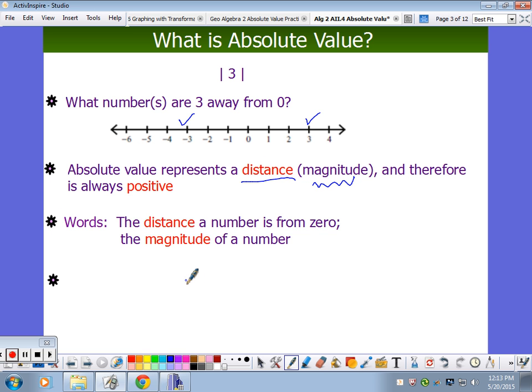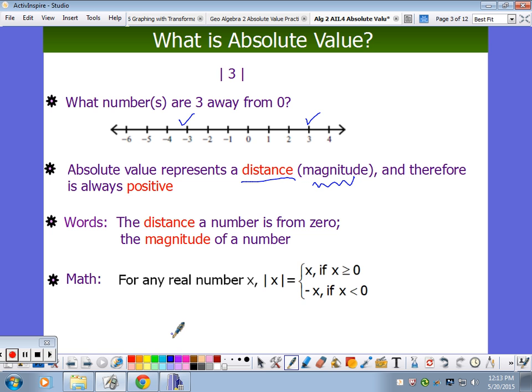So here's how we say it in words. We say the distance a number is from 0. That's one way to describe absolute value. Another is to say the magnitude of a number. So negative 4, its magnitude is 4. So, what's kind of the important part of that? How big is it?